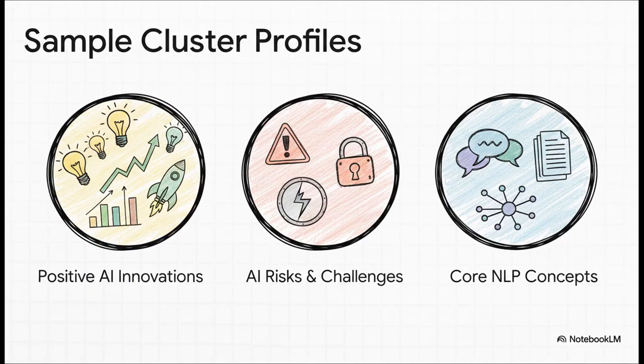And what's even better is we can actually peek inside these groups. The AI innovations cluster, it's full of positive stuff like deep learning and generative AI. Then you look at the AI risks cluster, and that's where you find all the concerns, model collapse, data privacy risk. We've officially gone from a giant mess of text to real, structured, thematic insights.